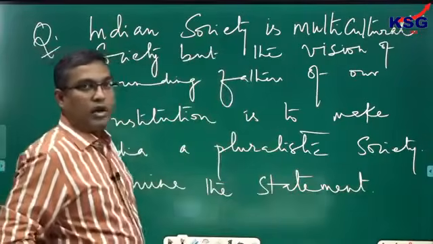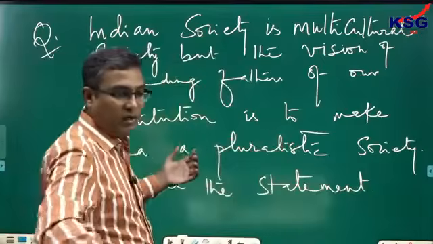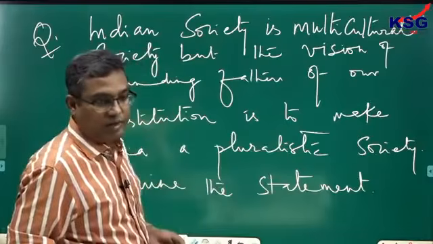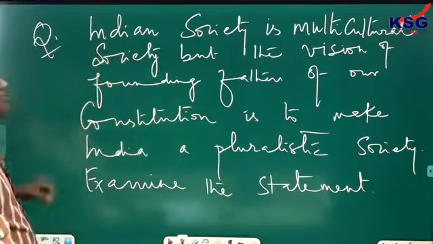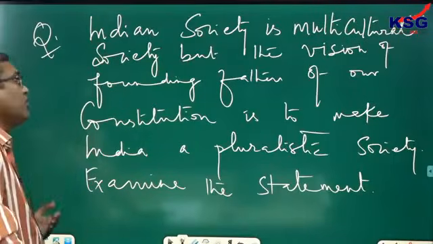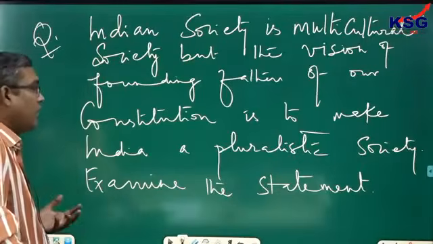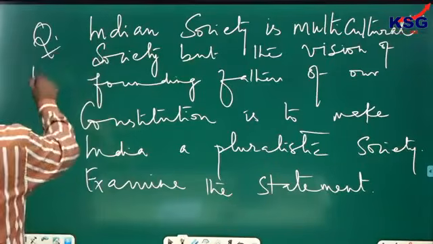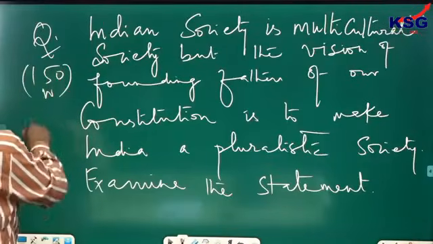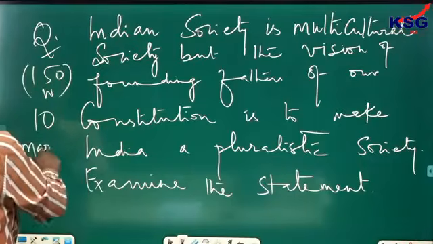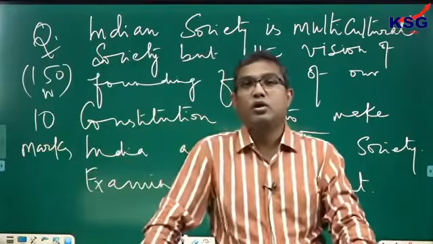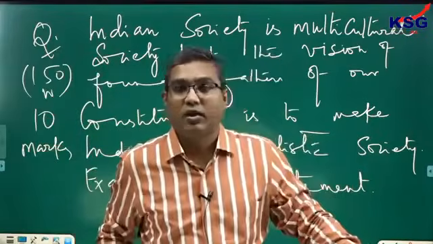This is the question that you have to do. The question is: Indian society is a multicultural society, but the vision of the founding fathers of our constitution is to make India a pluralistic society. Examine the statement. You have to write your answer in 150 words. The word limit is 150 words and it carries 10 marks. You have to write the answer based on what we have studied so far.